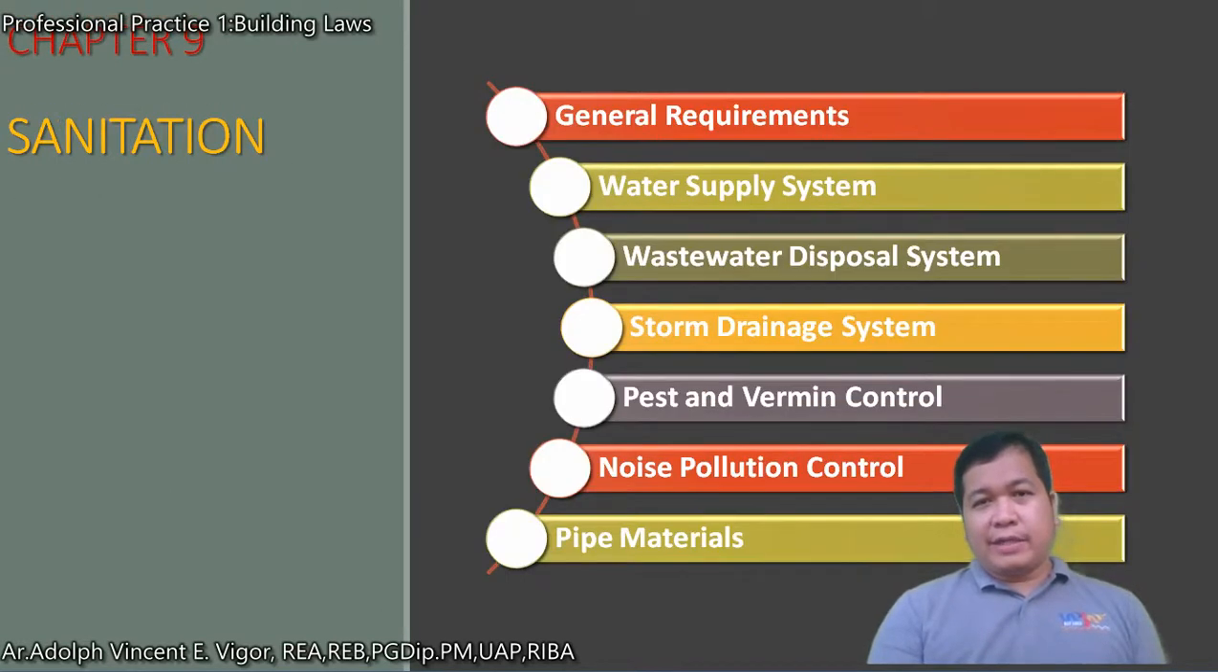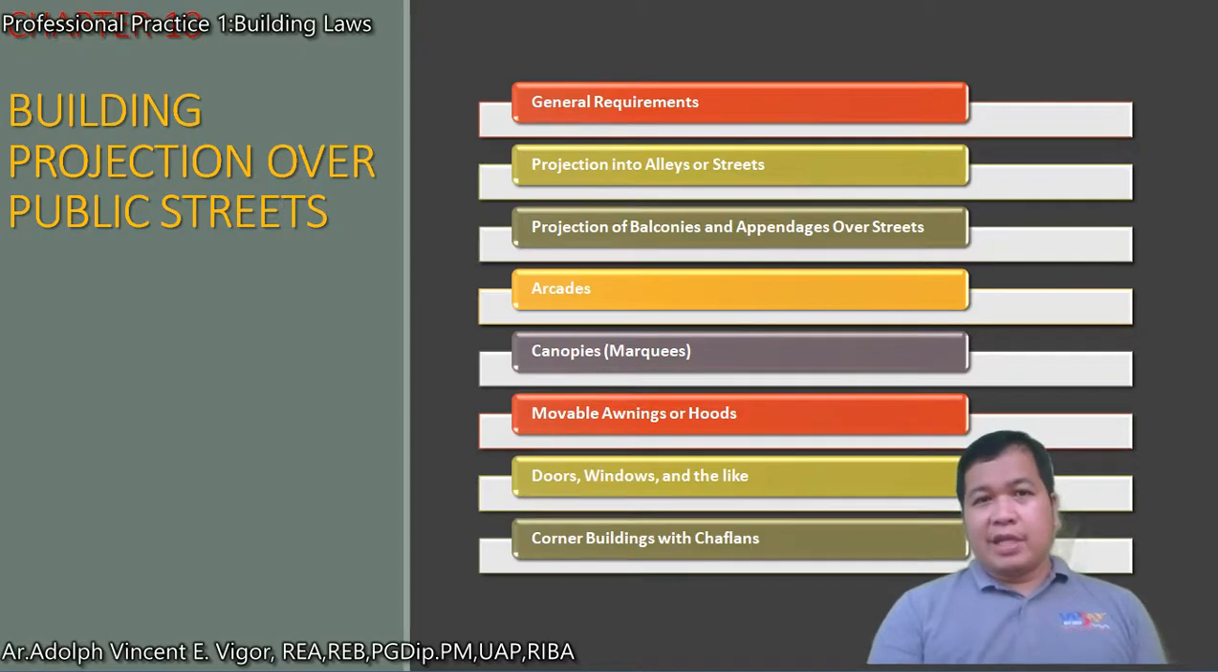So Chapter 10, building projection over public streets. So here you can see the requirements if you have a structure that is near, for example, a commercial area, or you have a project which has projections over streets. Okay, so you have the general requirements, projection into alleys or streets, projection of balconies and pedestals over streets. You have arcades, canopies, movable awnings or hoods, doors, windows, and the like. Then corner buildings with flans. So it is defined in Chapter 10.